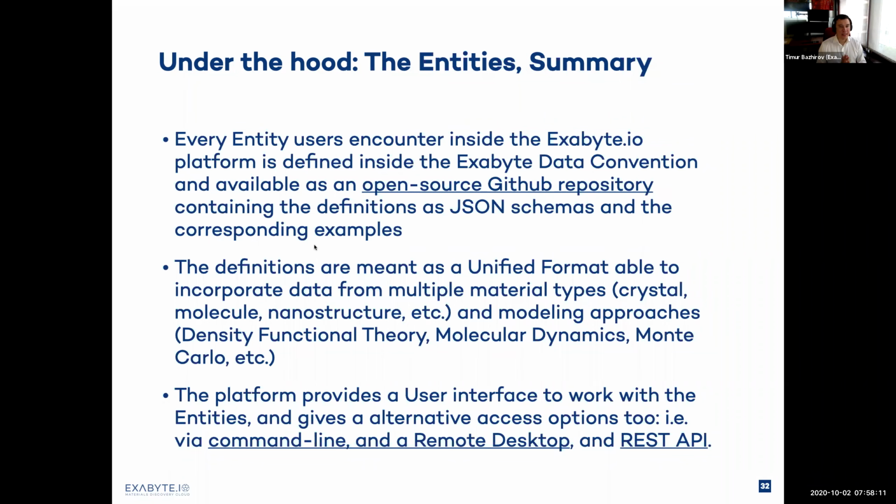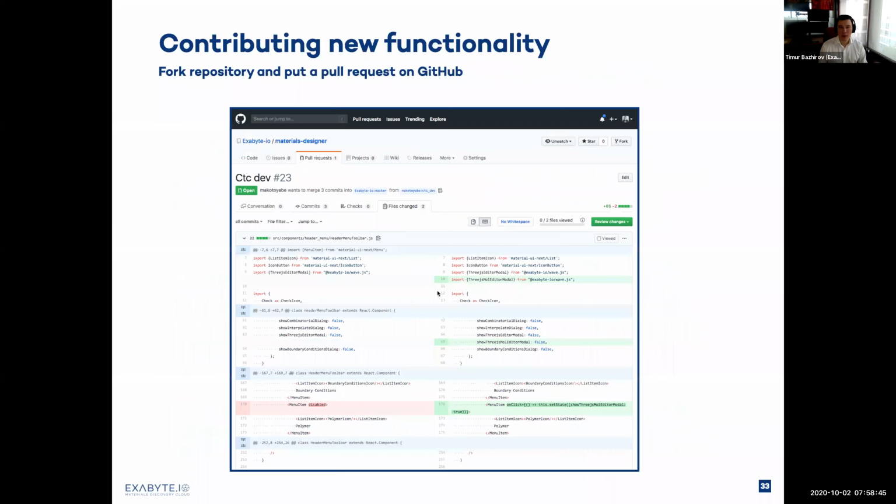So every entity that users encounter inside the platform is defined in the data convention that is available and open sourced online. This convention is a unified format that can incorporate multiple different material types, multiple different simulation types, such as density functional theory, molecular dynamics, Monte Carlo, etc. The platform provides a way to access the entities and work with this information in a coherent, easy to access, easy to use scenario. And we welcome third-party contributions.